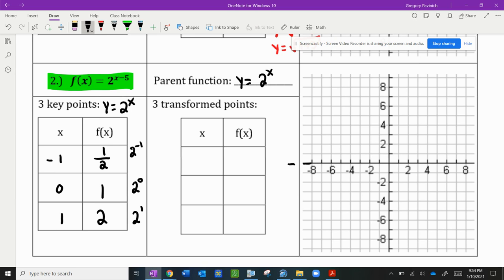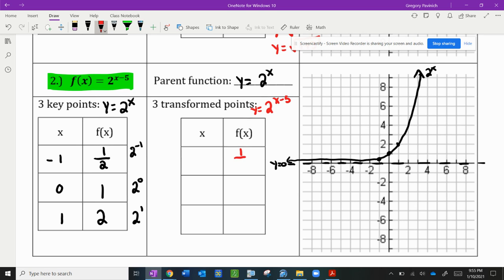Remember, this parent function has a unique property, that it has an asymptote, a place where the graph approaches. And so when I graph this, I want to make sure that I have a place for my exponential to land or approach. So there's my exponential, 2 to the x, that's the parent function. Now let's look at what happened. I have 2 to the x minus 5.